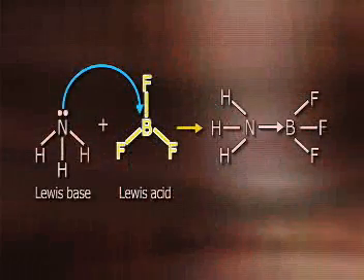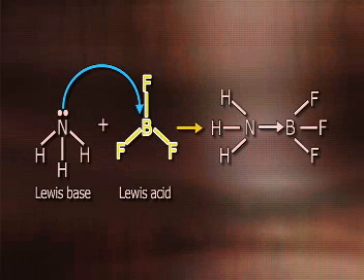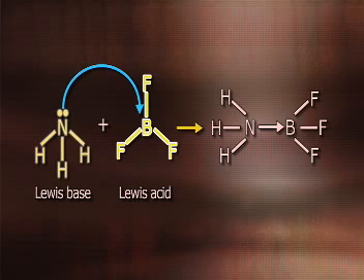Students, in Lewis acid-base reactions, we should look for two things. First, we should look for a species that has an available empty orbital. This will allow it to accommodate an electron pair, such as the boron atom in boron trifluoride that we looked at earlier. Second, we should look for a species that has a lone pair of electrons, such as ammonia.